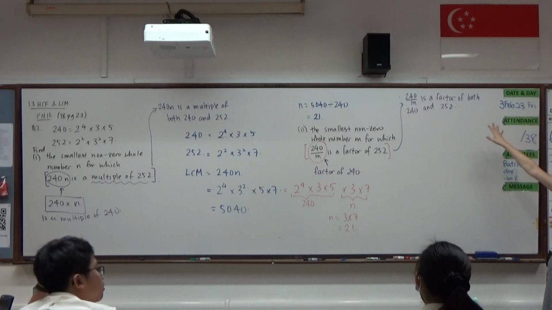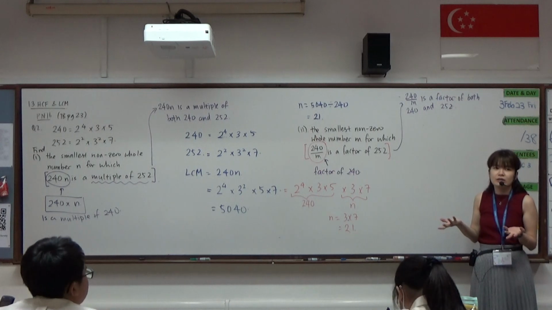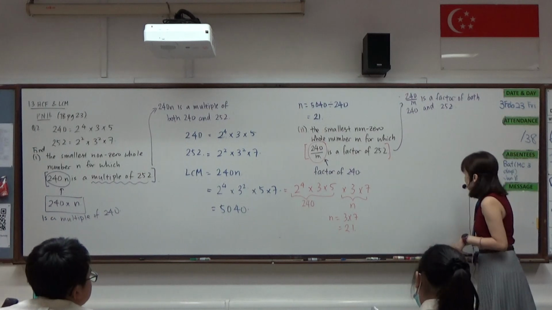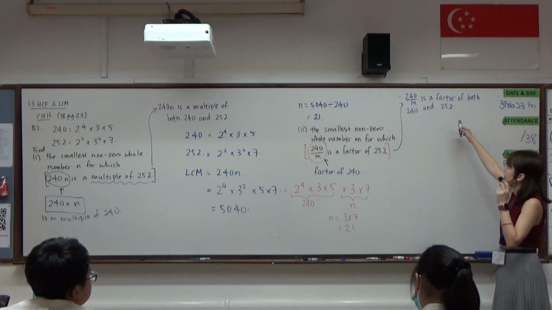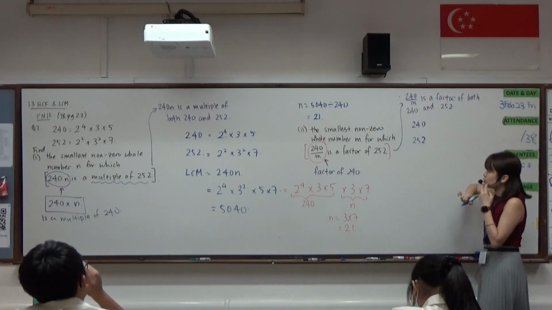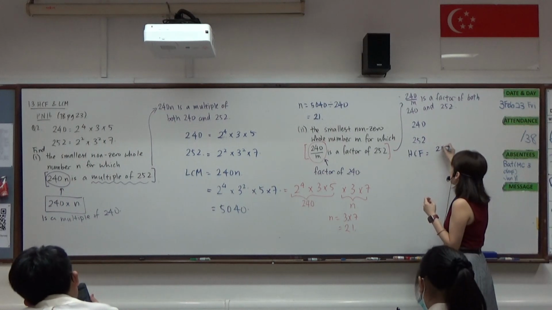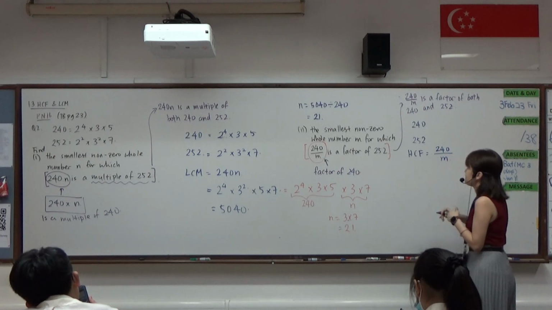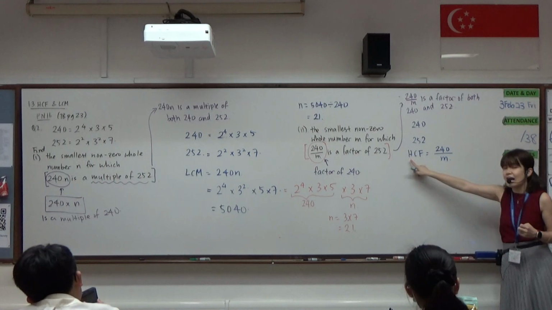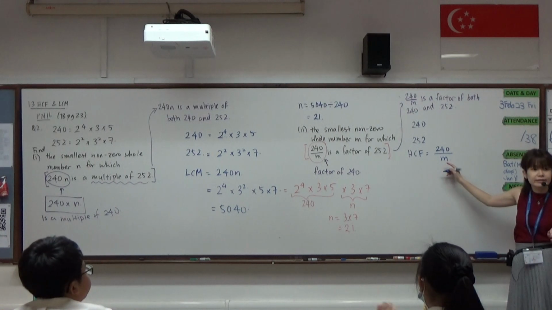So we understand that part of the statement already. For factors, I can only find the highest common factor. It is not meaningful to find the lowest common factor. So now we know that we're looking for the highest common factor of the numbers 240 and 252. The highest common factor is supposed to be 240 over m. When this number itself is at the highest, it means that m must be the smallest.